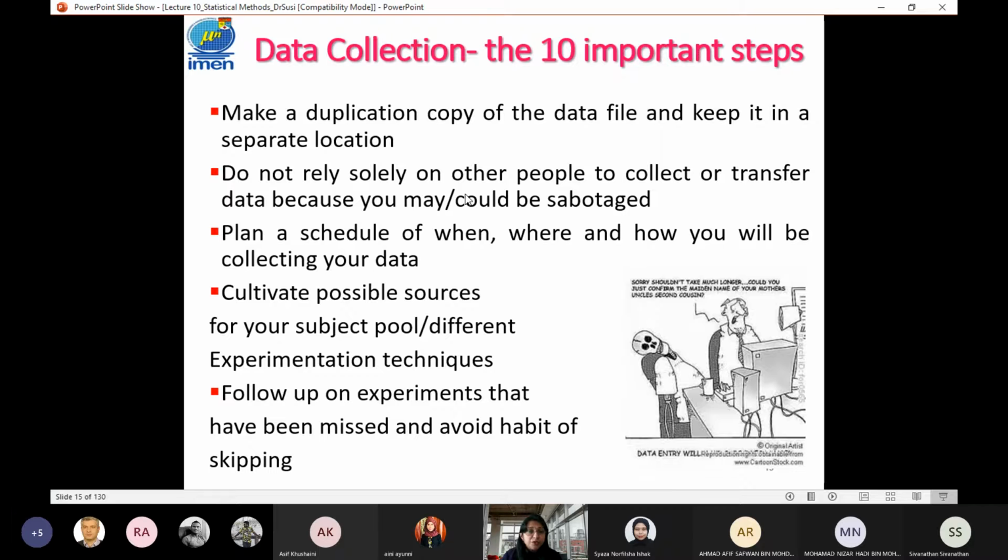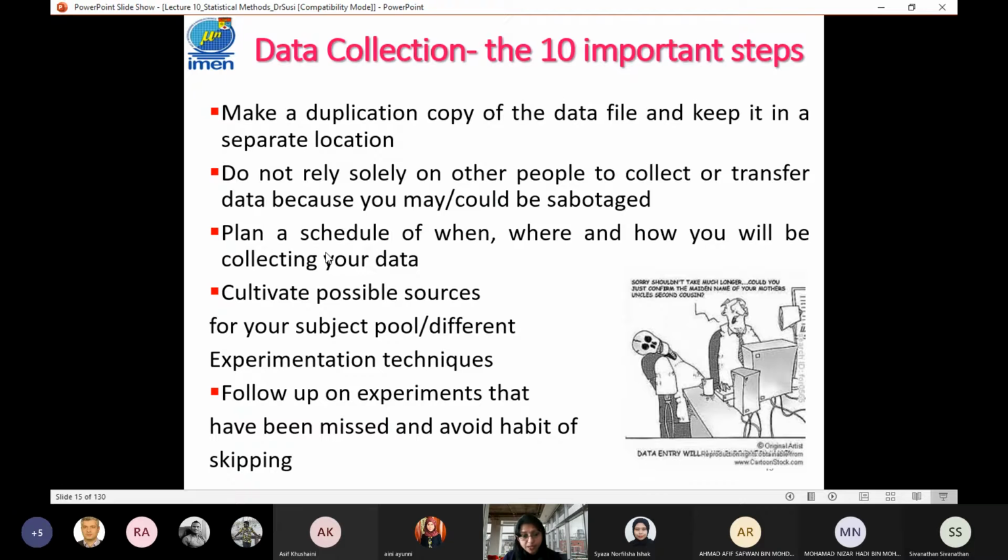And next is do not rely solely on other people to collect or transfer data. Sometimes in your research group, there may be 2 or 3 people working on the same project. And yes, we work with each other, but it's good that you collect your own data rather than asking someone else to collect it for you. Okay. And plan a schedule: when, where, how.